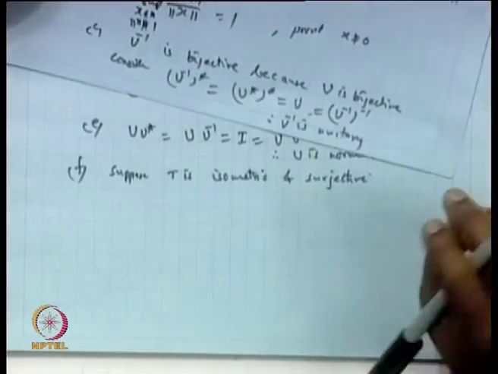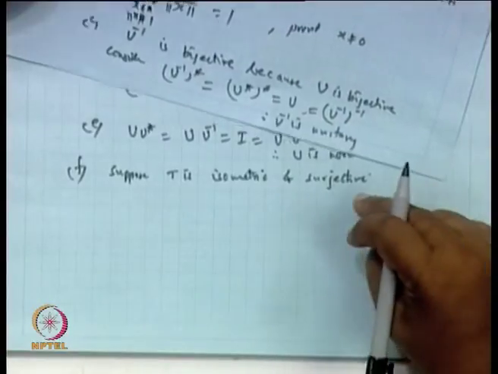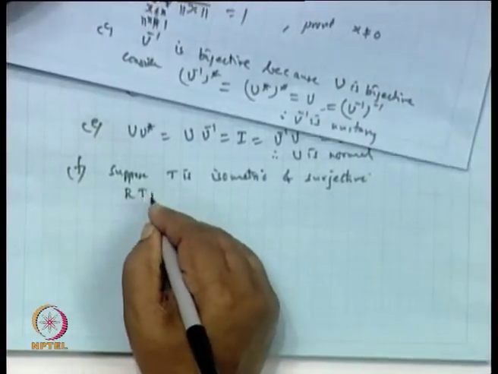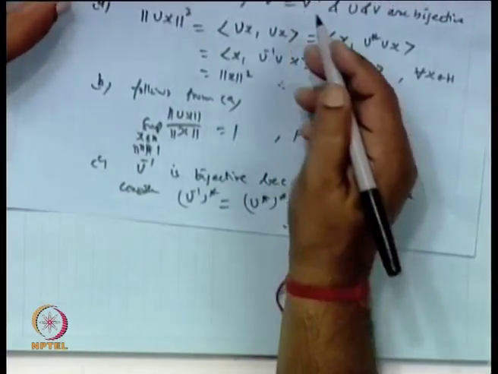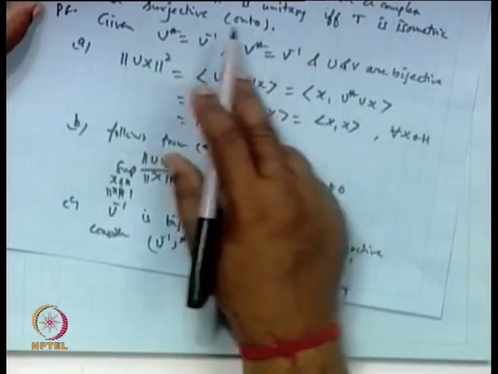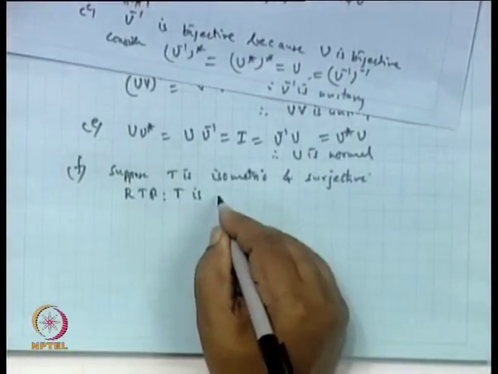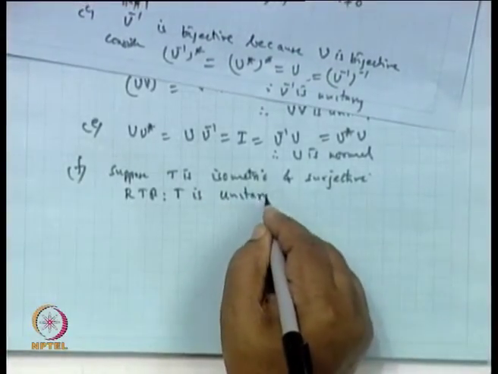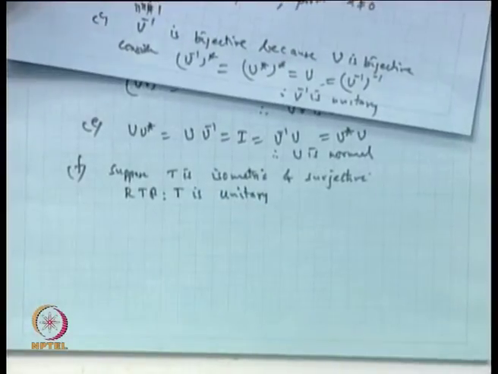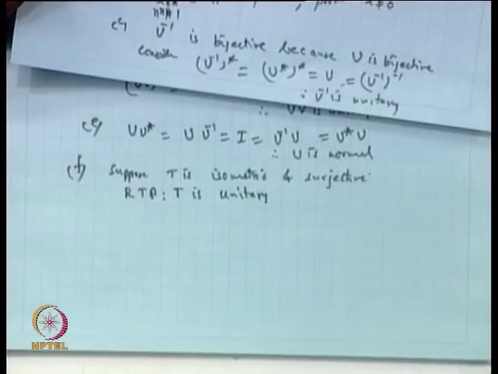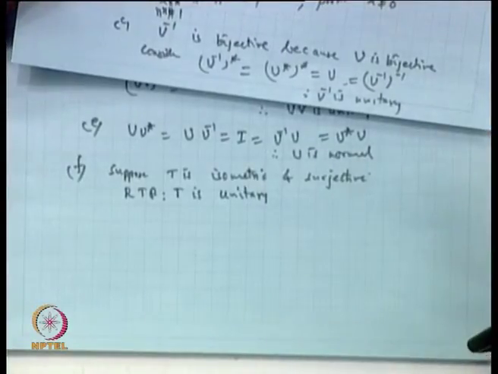Isometric means the norm of Ux equals the norm of x, and surjective means it is onto. Now what is required to show is that T is unitary. So we want to show T is bijective and T star equals T inverse, is it not?